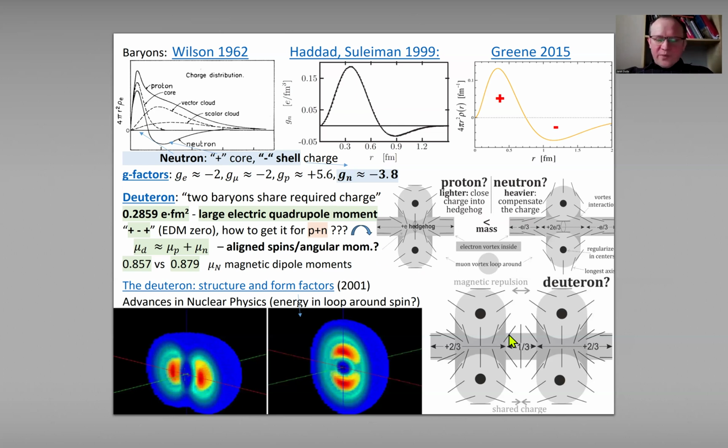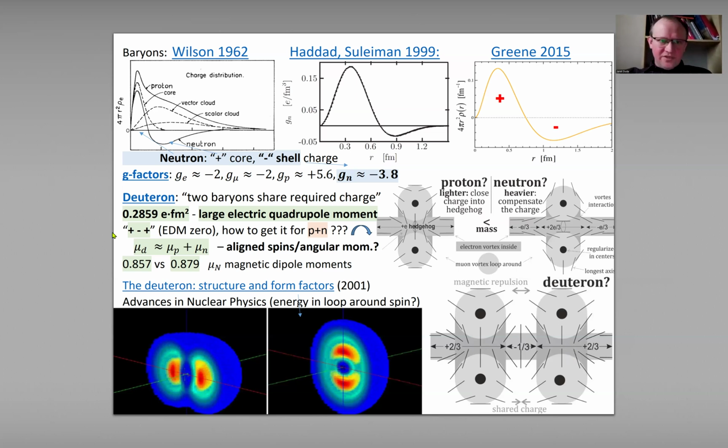Then we can ask about the deuteron, the simplest nucleus. So now we have two baryons, both would like to have a charge. But now they can share this requirement of charge. So we have plus, minus, plus. So this is electric quadrupole moment.